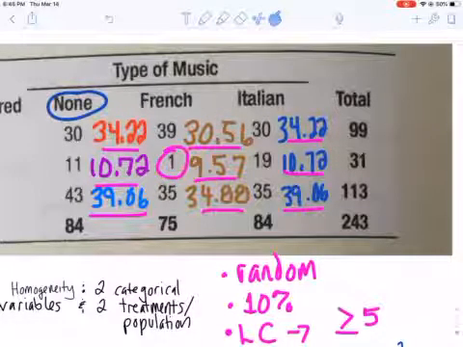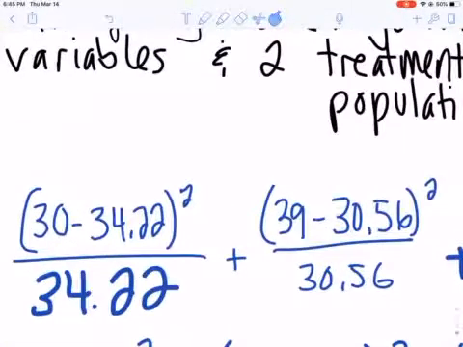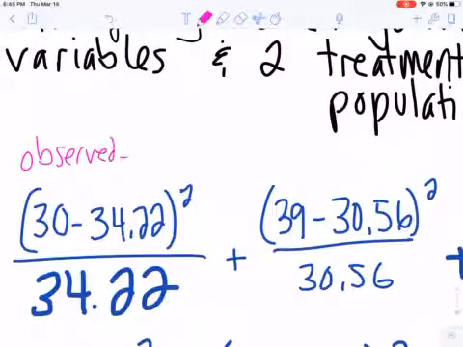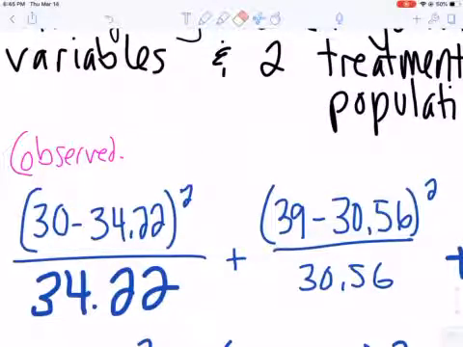So, just like a goodness of fit test, you'll notice I already set it up for you. We do observed minus expected, and you square it. That's where the square comes in for chi-square. And then it's going to be over what you expect. And that's going to give you chi-square values that you're eventually going to add up.